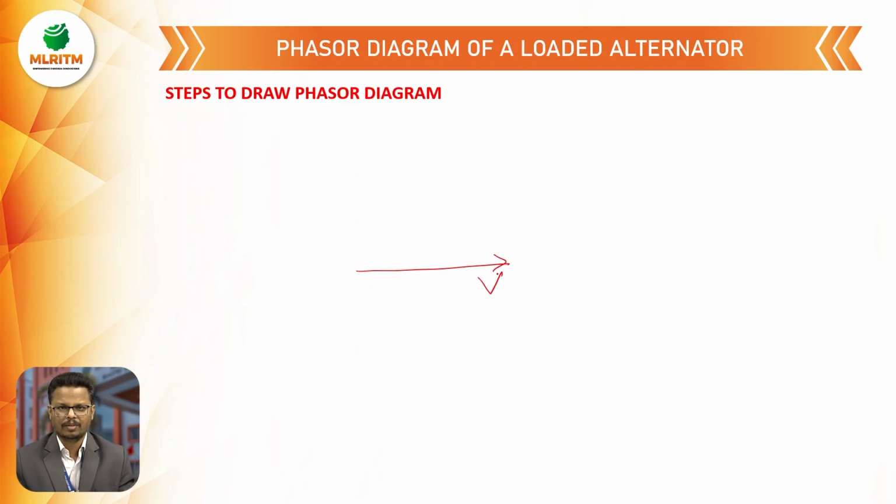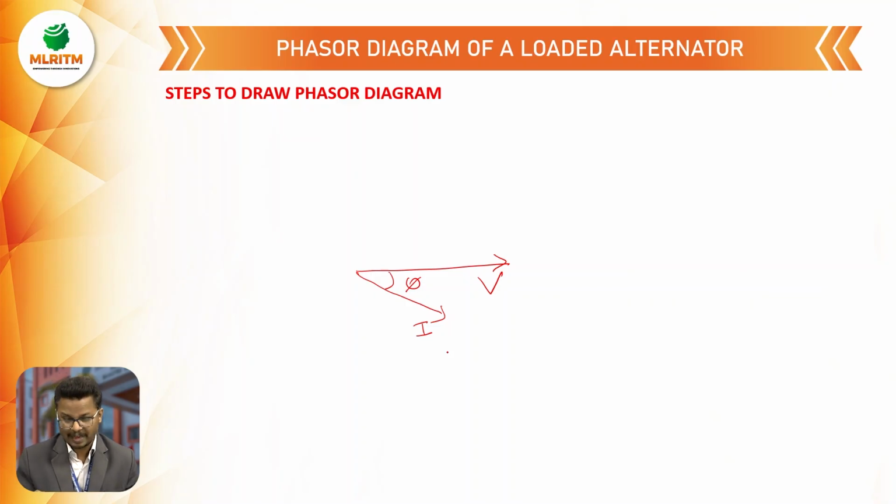If you consider it for lagging power factor, then the current lags the voltage by an angle of φ. Why? Because it is an inductive load, not a pure inductor, so here it is not 90 degrees. The inductor has internal resistance, so here we have an angle φ. After that we have to mention the voltage drops: the resistive drop, the reactance drop, and the combination of resistive and reactive, which is the impedance drop.